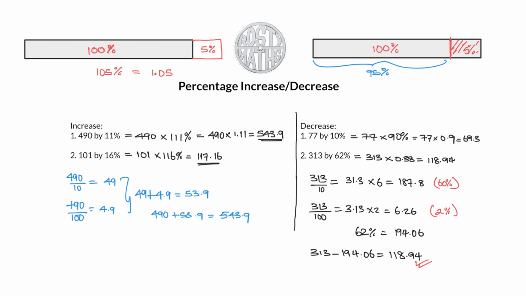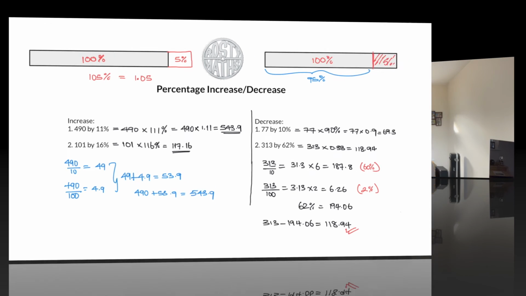Now, which method did you prefer? Please make sure you leave it in the comments below. I really do love some engagement down in the comments. Personally, I like the top methods because they're so simple, so quick and easy when you're increasing and decreasing percentages. Tell me which method you like.